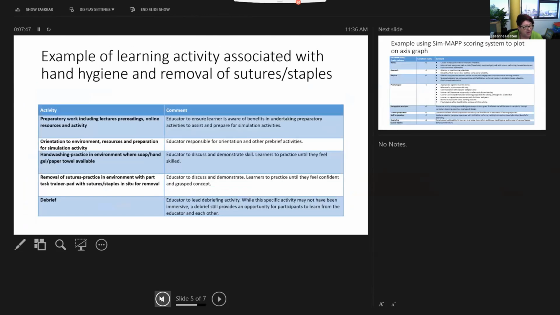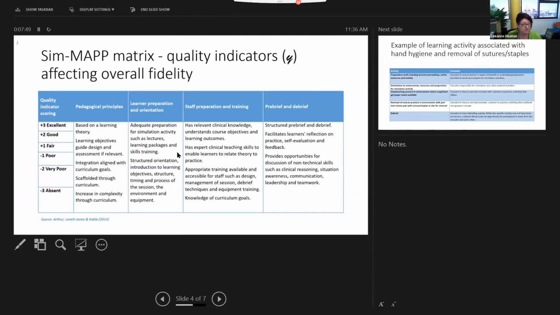And then just going back, the second part of the matrix was quality indicators that came about from a study that was done back in 2010 and was reported on in 2013. It was done by Arthur, Levett-Jones and Cable, and it was about quality indicators in using simulation in education. And it was a Delphi study. It was done time and time again to get to the results of the principles.